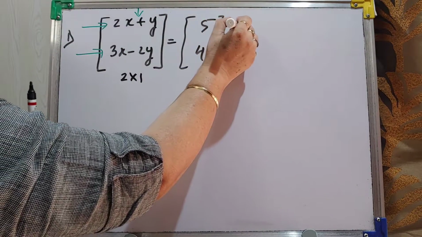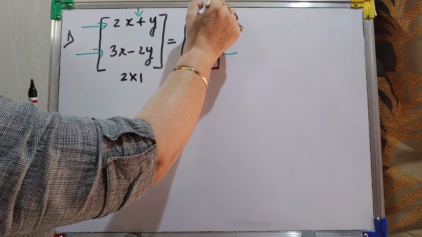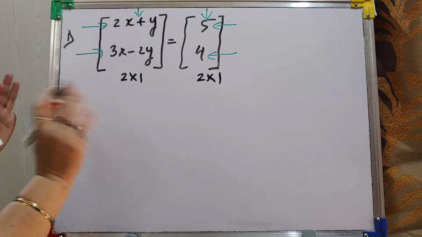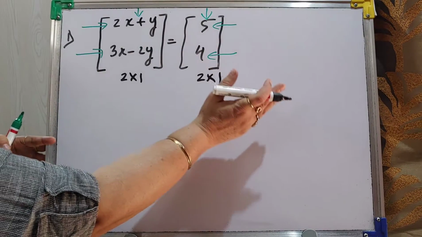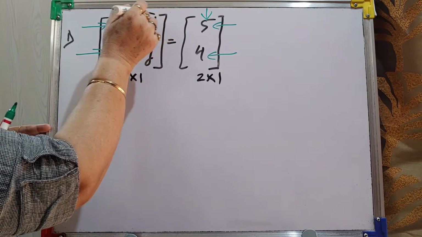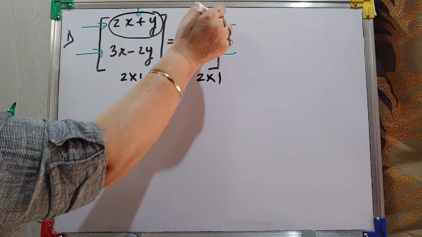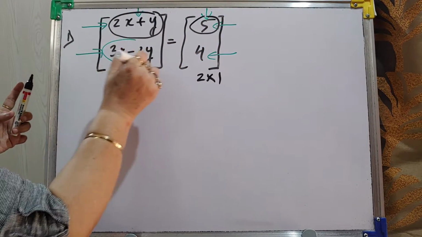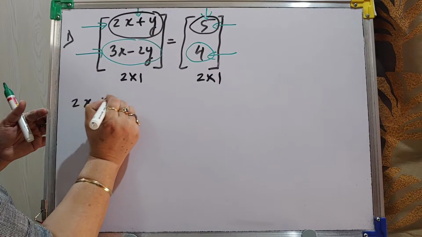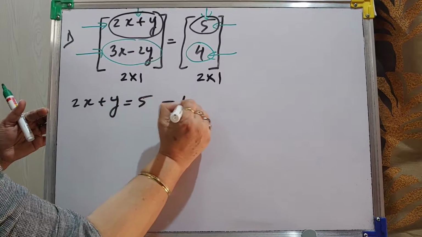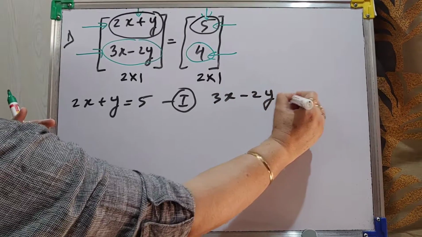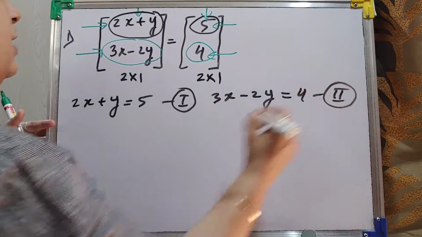In the same way here, there are 2 rows and 1 column. So the order is the same. On this side 1 matrix is there, on that side 1 matrix is there. Both the matrices are equal. So this element will be equal to this element, and this element will be equal to this. According to that, 2x plus y equals 5. That will give me my first equation. And 3x minus 2y equals 4. That will give me my second equation.